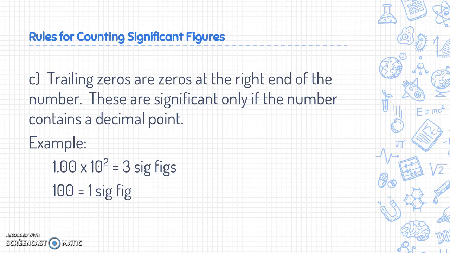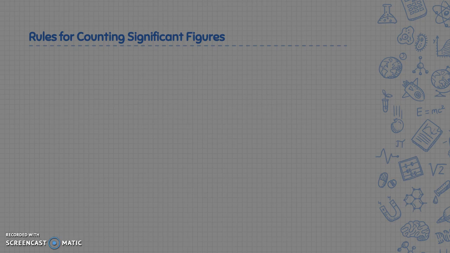However, if you wrote the same number, essentially, these are both equal to 100, but 100 without the decimal point, then only the 1 counts as significant. Alternatively, you could write the decimal point right here after the second 0. You could add that decimal point in there. That would show that both of those zeros are significant as well.